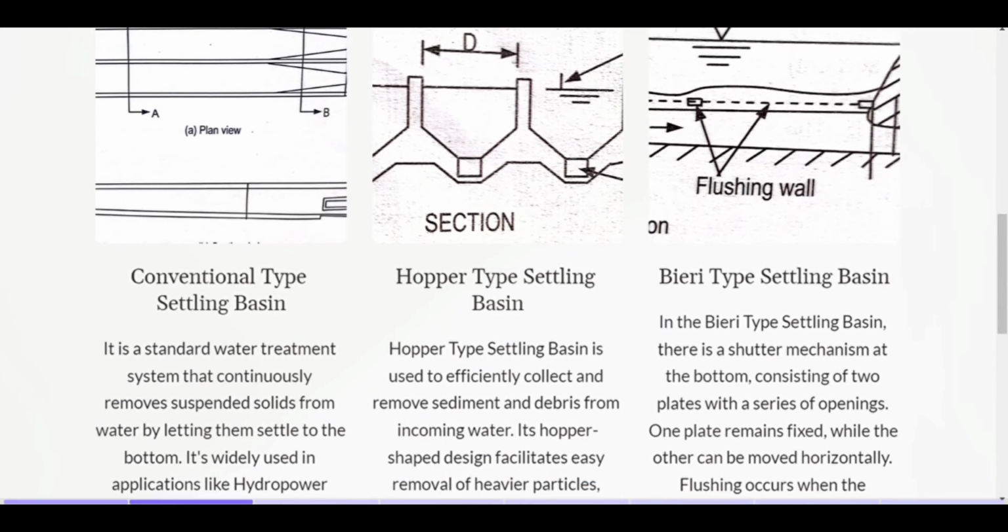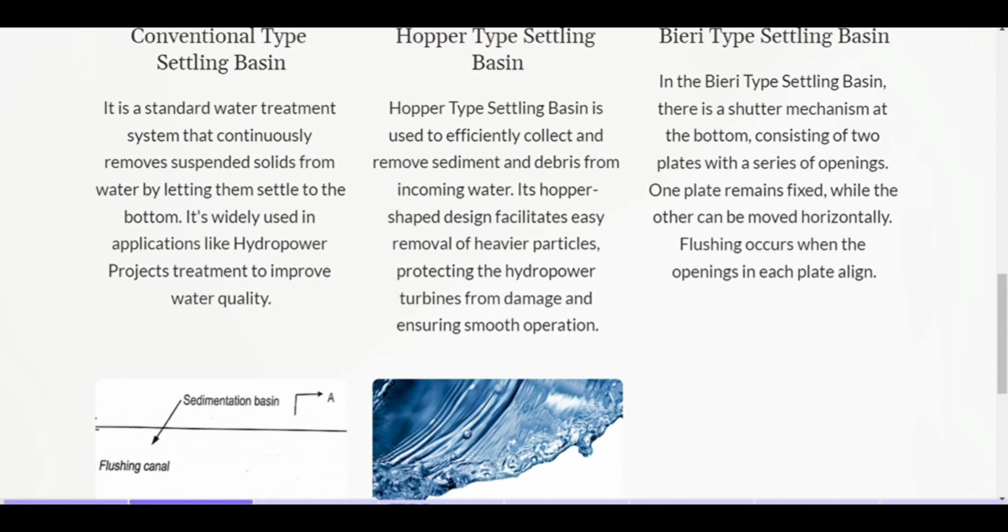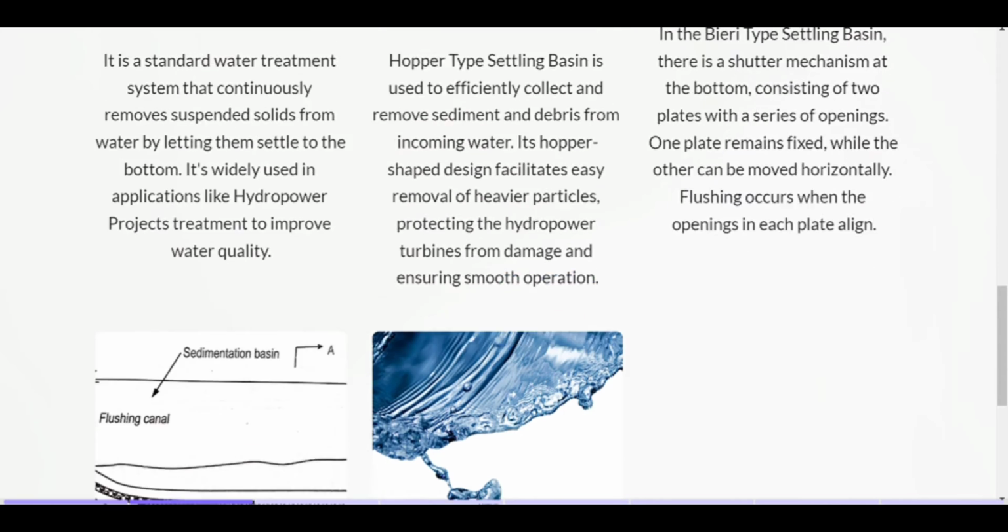Bieri-type settling basin. In the Bieri-type settling basin, there is a shutter mechanism at the bottom, consisting of two plates with a series of openings. One plate remains fixed, while the other can be moved horizontally. Flushing occurs when the openings in each plate align.